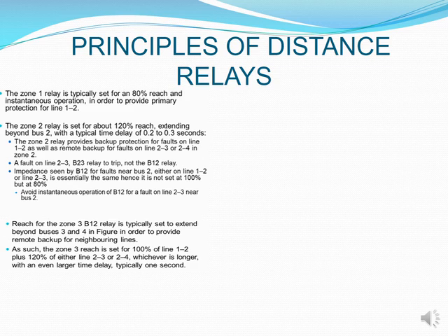So therefore here we say that for your zone 3 to be effective, we want to set it at 100% reach of your first line, plus 120% reach on your largest or longest line. It can either be your 2 or 3 or 2 and 4, depending on the length or the impedances of those lines, you will take the bigger one of those two and set it at that 120% reach of it.